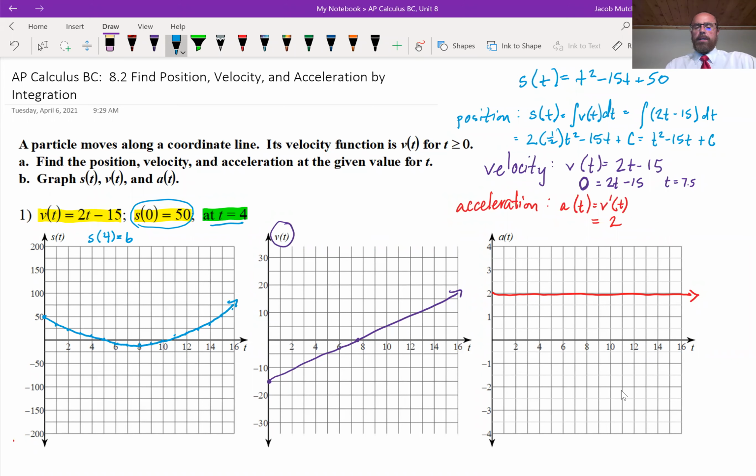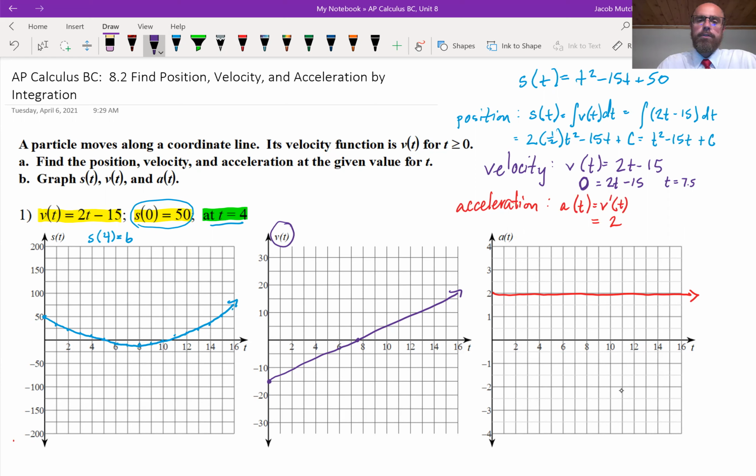So we see a nice relationship here between position, velocity, and acceleration. The position is a quadratic. Velocity is a linear function that has a slant to it. Acceleration is a constant linear function, perfectly flat. So my last task here is just to say, what's the value of the function at 4? We found that the position function at 4 is 6.